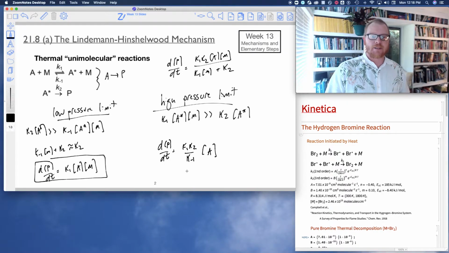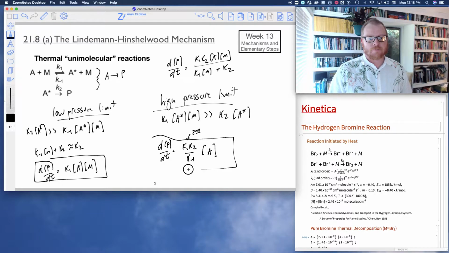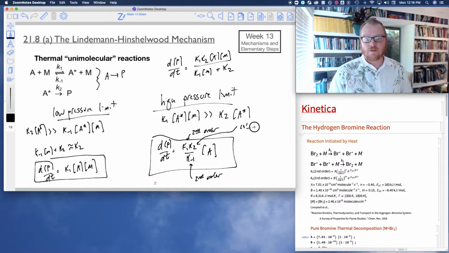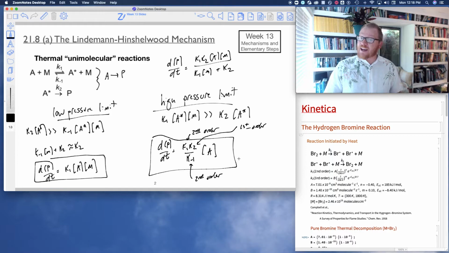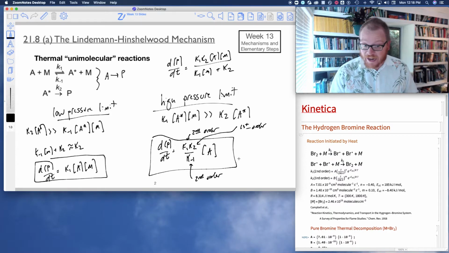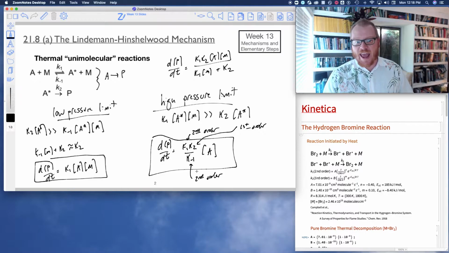And if we inspect K1, K minus 1, and K2, let me box this all up here first. We remember that K1 is second order. K minus 1 is second order. But we remembered that K2 is a first order rate constant, so the units will work out, right? The units of our second order K will cancel each other, and K2 is a first order reaction.